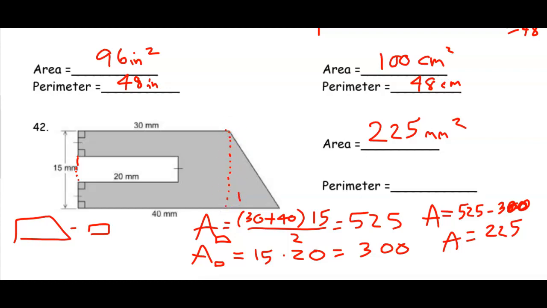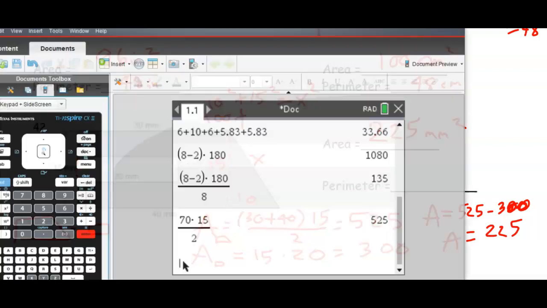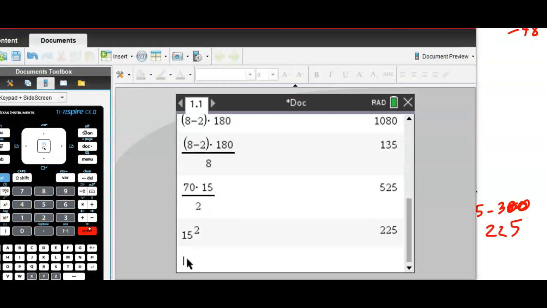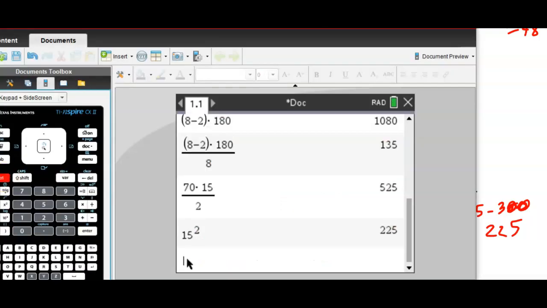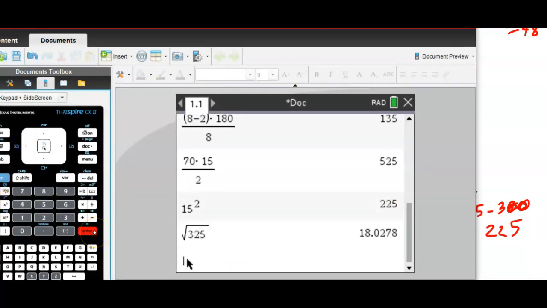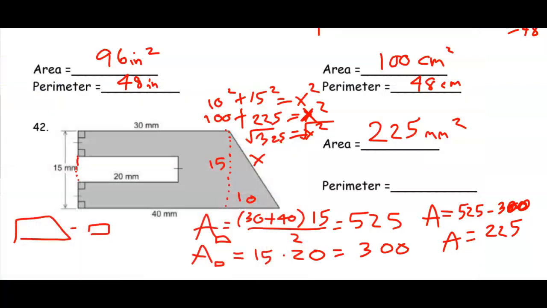40 minus 30, this is 10. This is 15. So let's use Pythagorean Theorem. 10 squared plus 15 squared equals x squared. So 100 plus 225. So when I add those up, 325 equals x squared. Now the square root of 325, 18.03.